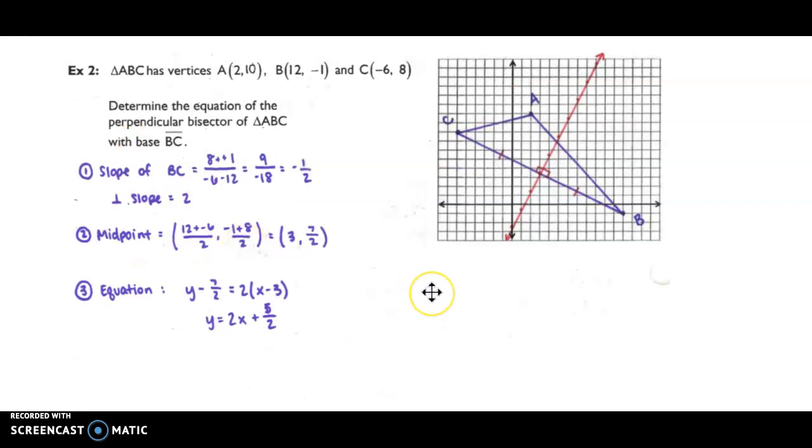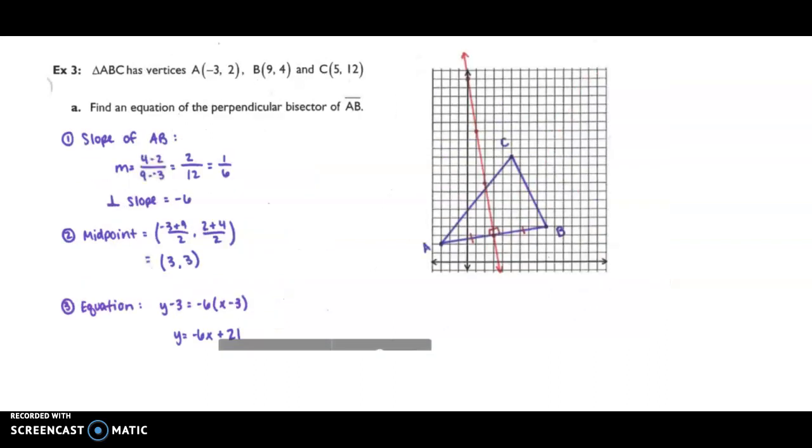This next problem is the same idea. Perpendicular bisector, with base BC. If you want to pause it here and try this one on your own, rewind it and then try it. That would be good. It's another perpendicular bisector problem. You have to make sure that you know how to do these.